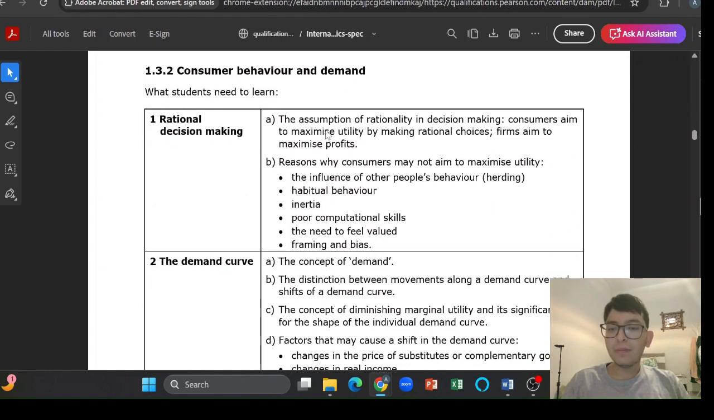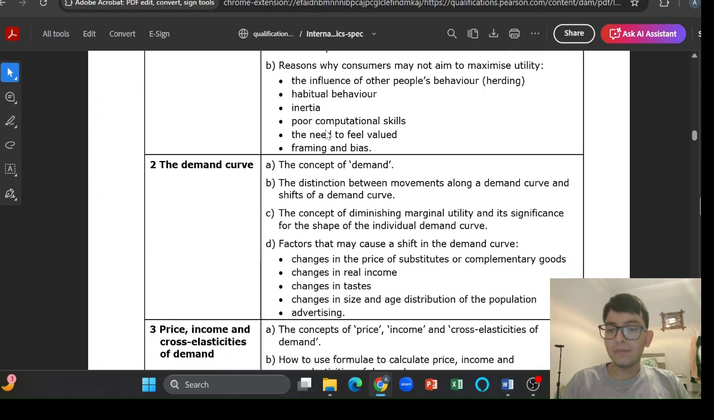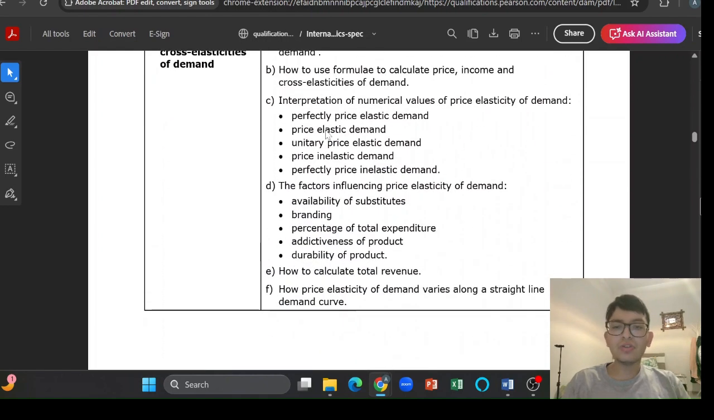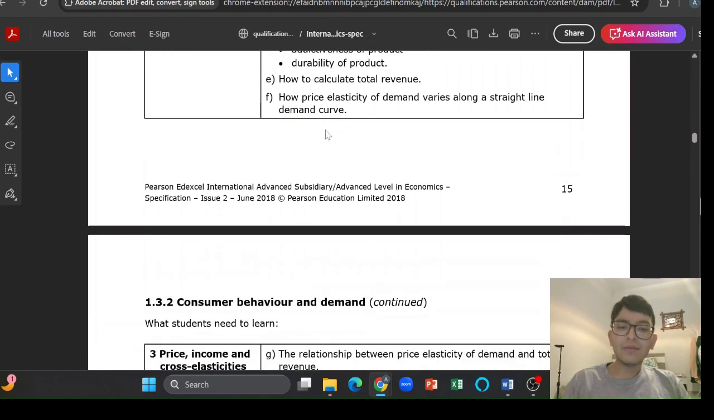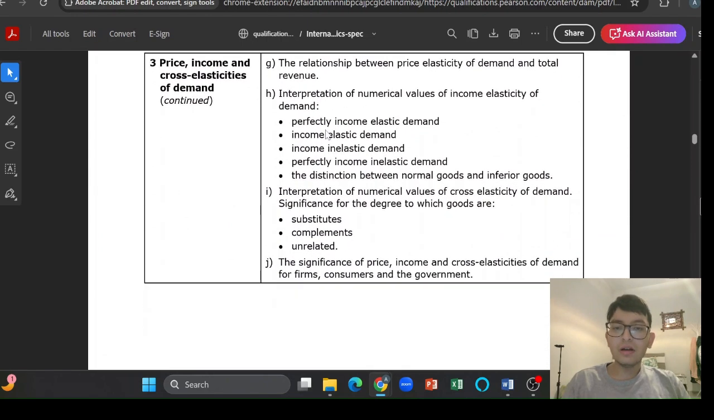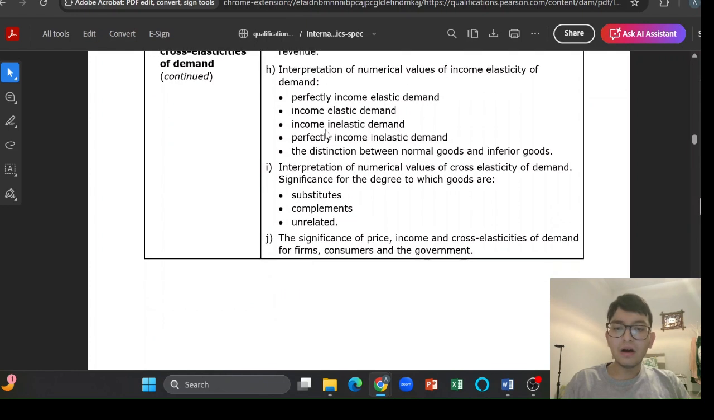Then we have consumer behavior and demand: basically demand, supply, price elasticity of demand. Again, concepts learned in GCSE. This is also easy, not that difficult to grasp. Then we have cross elasticity of demand as well, which is a bit different from price elasticity of demand, and it might not have been learned in GCSE, but it's still easy to understand. And I'm sure that once you go into more detail, you will definitely understand.